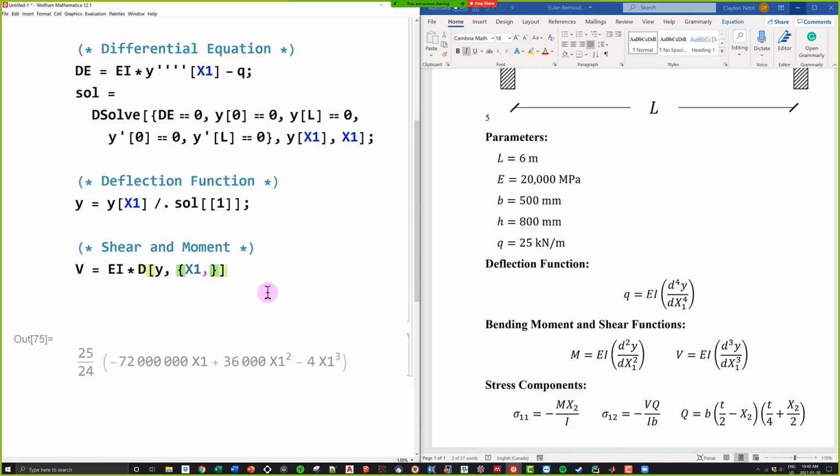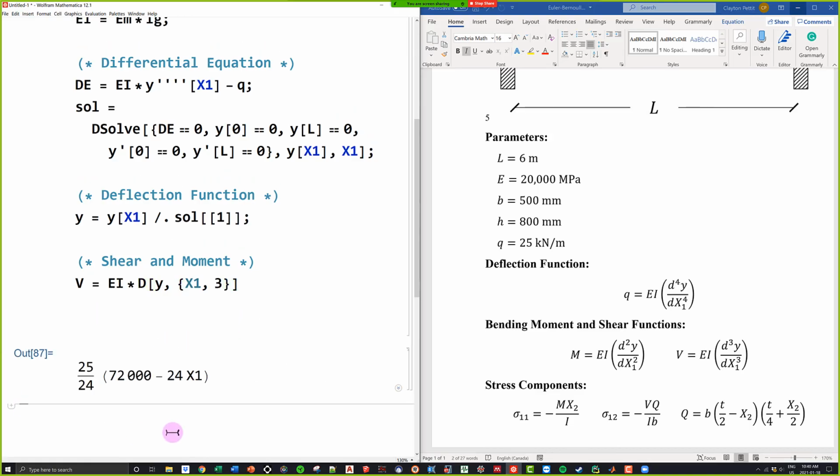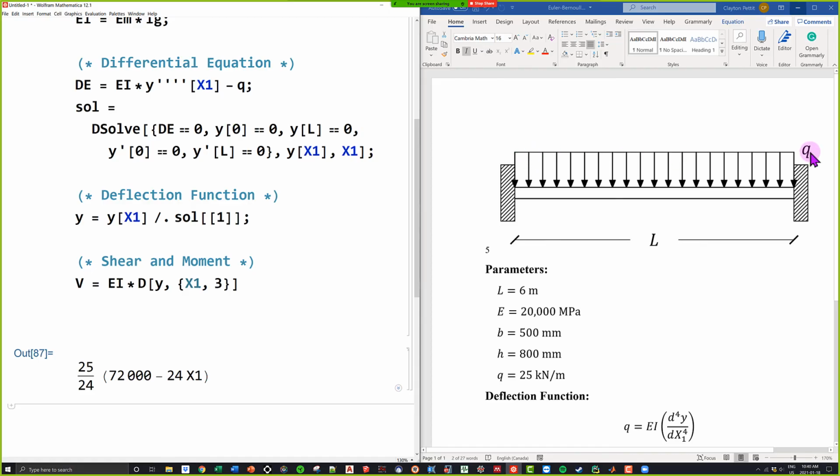So for the shear function, we want to differentiate 3 times. So I'm just going to go 3, right? Nice and simple. And if I were to run that, I have my shear function. Now my shear function, as we can see, is a linear shear function, which makes sense. If my load is constant, my shear is going to be linear.